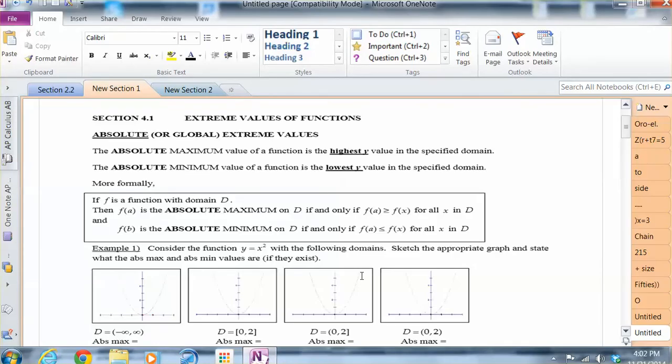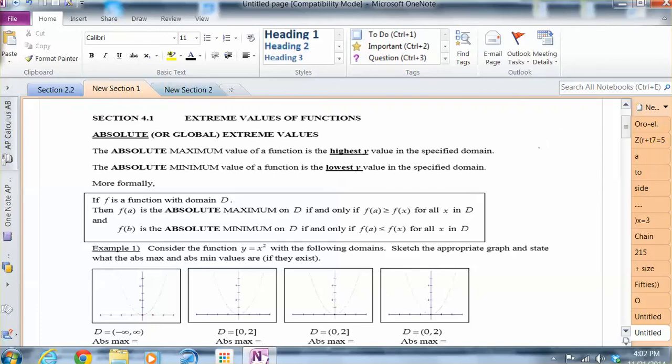Hello, welcome to a video on section 4.1, which is about extreme values of functions. So here we're going to talk about absolute global extreme values. An absolute maximum is considered the highest y value in the specified domain.